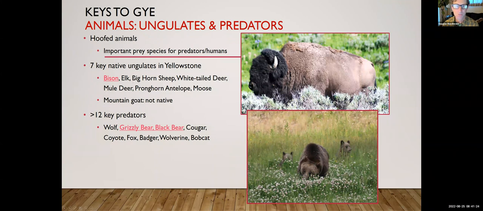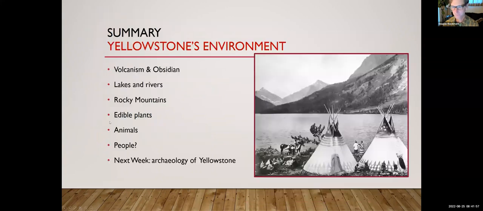So in terms of the animals that were important for hunting, the hooved animals were important prey species for Native Americans, as well as for other animals that are predators like cougars and bears. There are 7 key native ungulates in Yellowstone, bison being among the most important, but also elk, bighorn sheep, white-tailed deer, mule deer, pronghorn antelope, and moose. Again, mountain goats are not native. And then there are multiple predators out there on the land as well, including wolves, grizzlies, black bears, cougars, coyotes, foxes, badgers, wolverines, and bobcats.